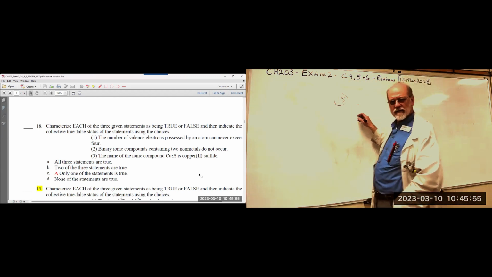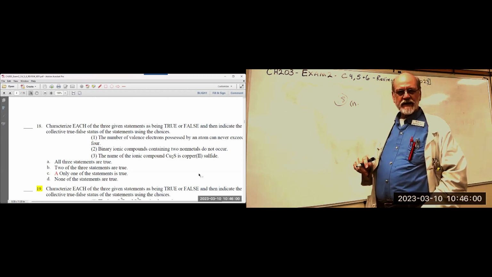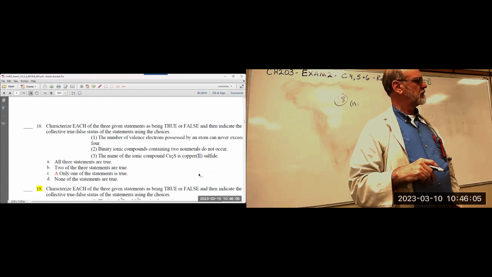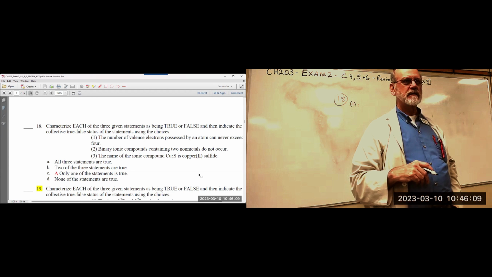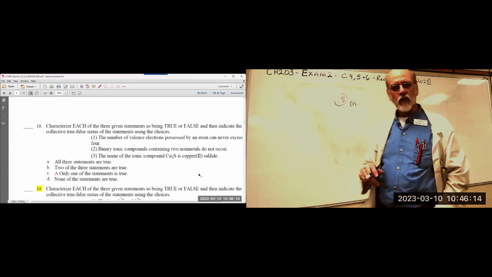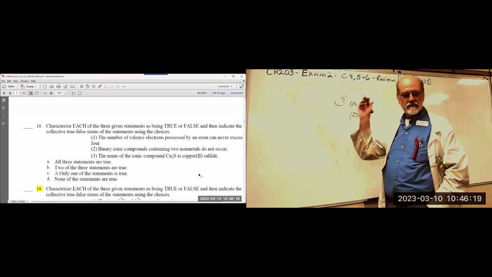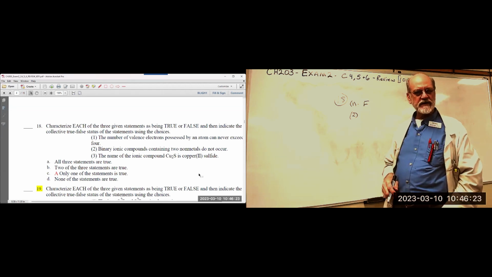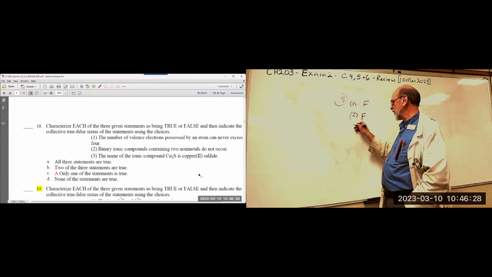The number of valence electrons possessed by an atom can never exceed 4. No, you can have 8, right? You can have 2 from the s orbitals and 6 from the p orbitals, right? So 1 is false. All you have to do is find one example and it turns that one false. Binary ionic compounds containing 2 nonmetals do not occur. That's about as false as it can be.